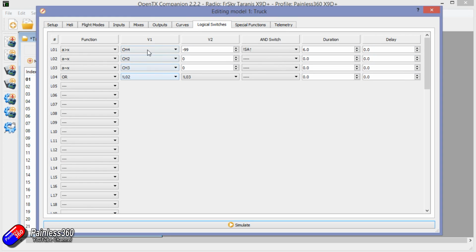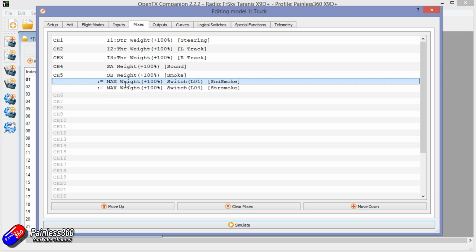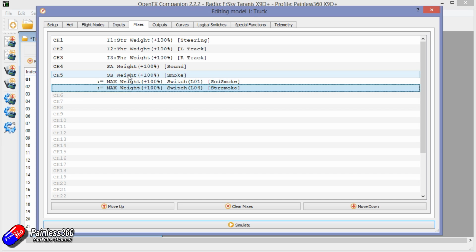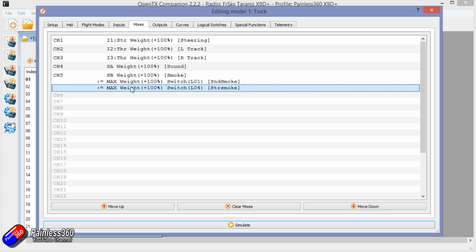So set your logical switches like this, and replace the different channels for the ones that match your actual model memory. And again, in the mixes, for whichever output the smoke module is connected to, you're going to have these three mixes to either have it on a switch, have it for 6 seconds after you enable the engine sound, or have it coming on automatically if you move the tracks.